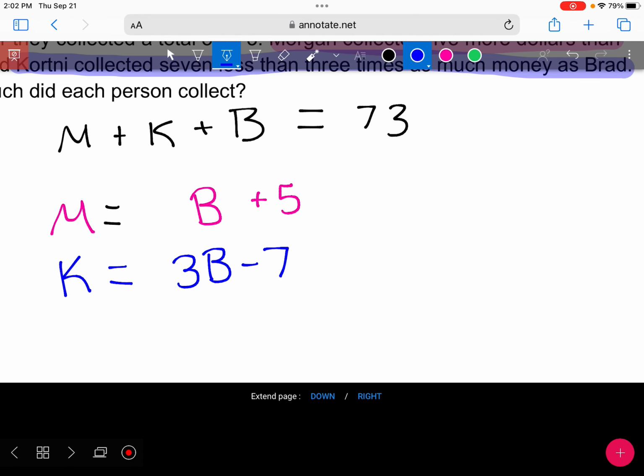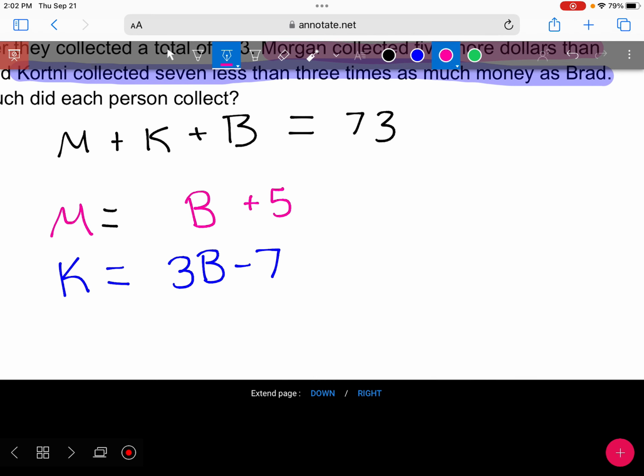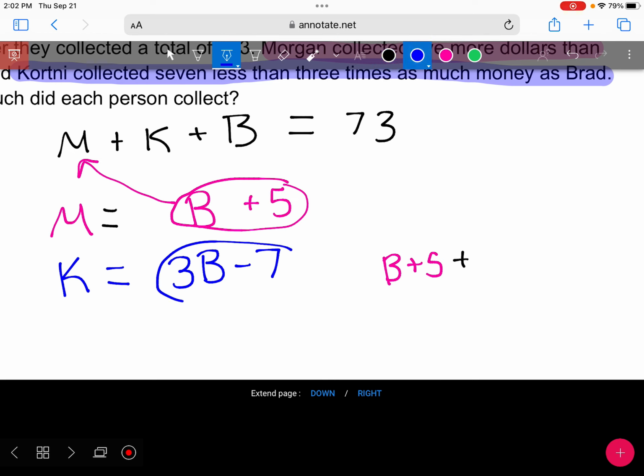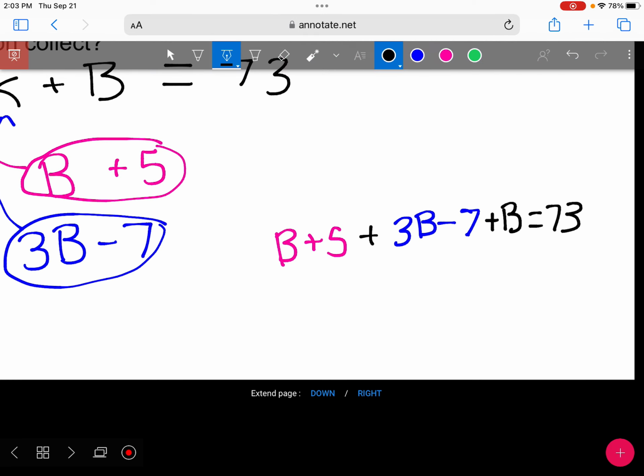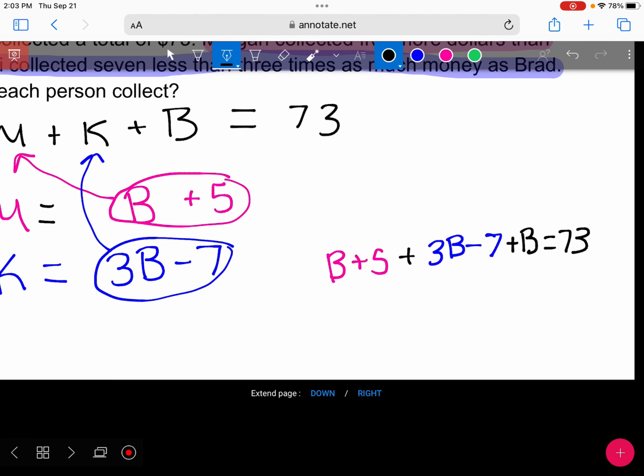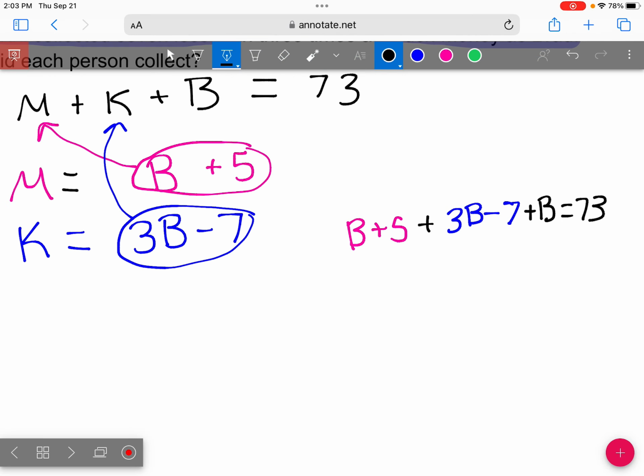What we're going to do from here is take our original black equation up there, and I'm going to use substitution to kind of smash everything together. I'm going to take the fact that Morgan is the same thing as Brad plus 5 and put it in place of the M. Then we put our fact that Courtney is the same thing as this in place of here. 3B minus 7 plus Brad equals 73. So we're using a substitution just like we did in algebra way back in the day. There we go, to substitute this in.